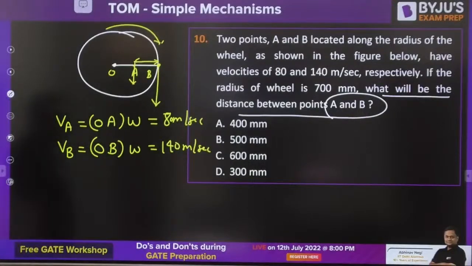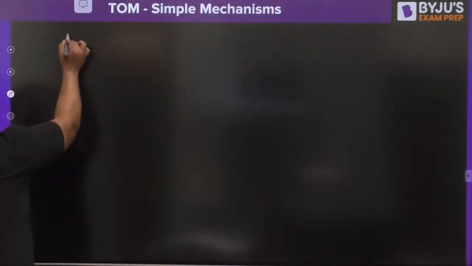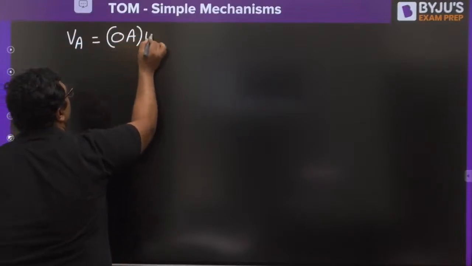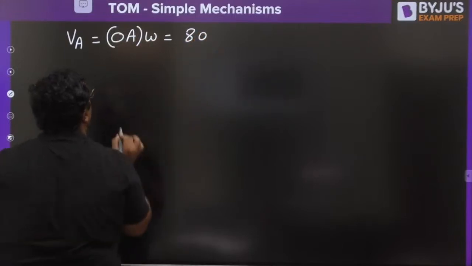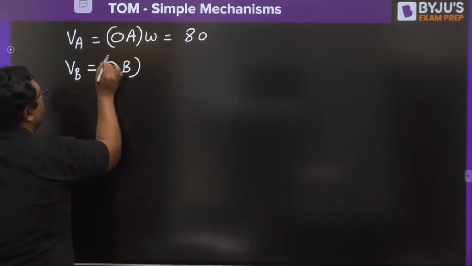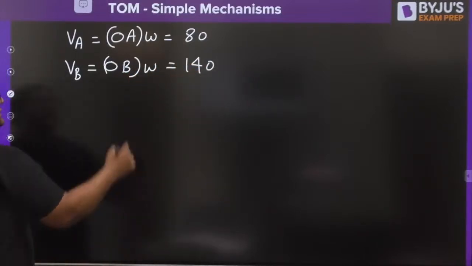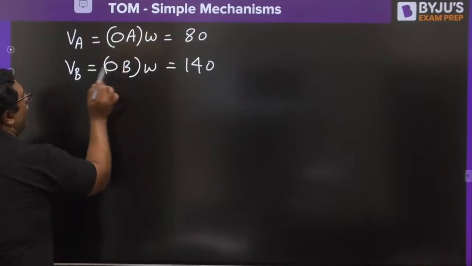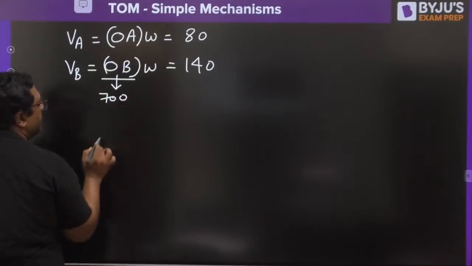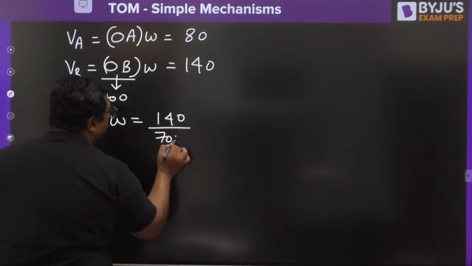Pawan is saying D, Teju is saying D. Okay guys, so I am telling you how to solve it. They are saying velocity of A is OA into omega. It is 80. Then they are saying velocity of B as OB into omega. It is 140. So my dear, we are just doing one thing. OA, OB is known to us. OB is 700. So you can find out omega is 140 by 700.